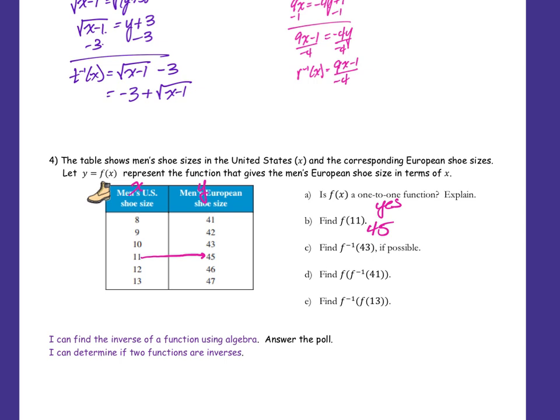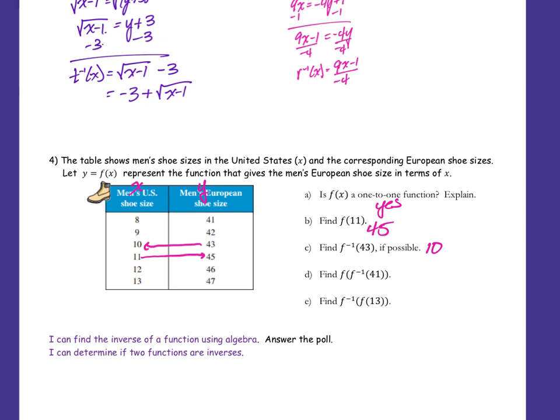Okay, so what's f inverse of 43? 10? F inverse of 43. Somebody said, sorry, I thought you said something else. Yes, it's 10. Very good. So the inverse of 43 would be 10. Awesome. So find f inverse of 41.